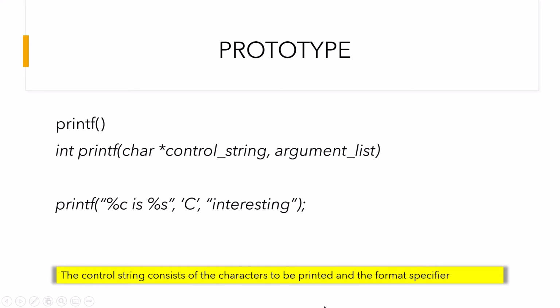If we look at an example, the text here represents characters to be printed. %c and %s represent the format specifiers. c and the string represent the argument list. Right? What is the integer it returns? The number of characters that are printed on screen.